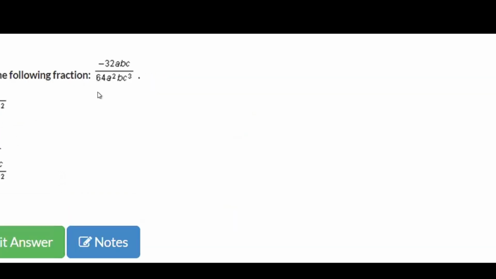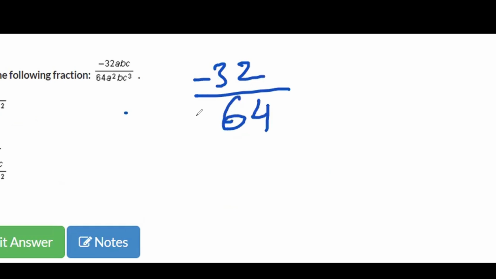This one. Reduce the following fraction. Negative 32abc. So negative divided by positive is negative. So this could be correct. This is the only incorrect one because this is positive. So this and this and this could be correct solutions.